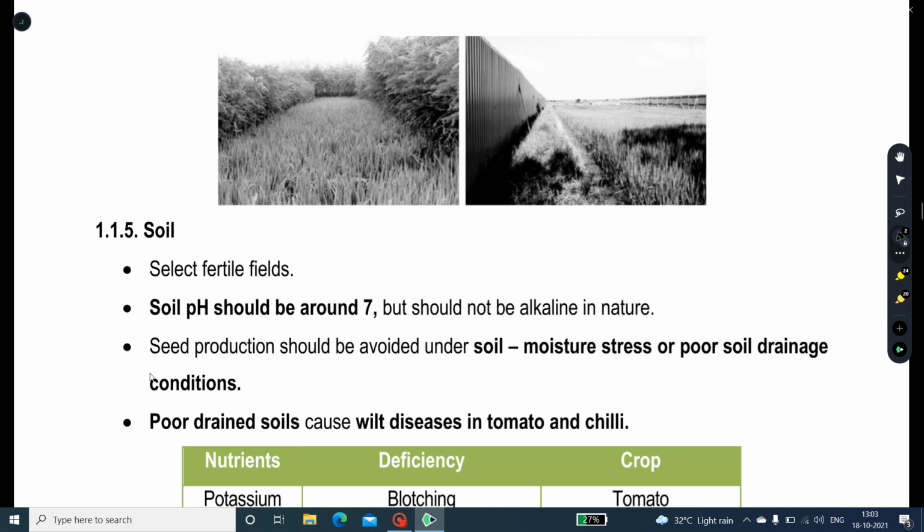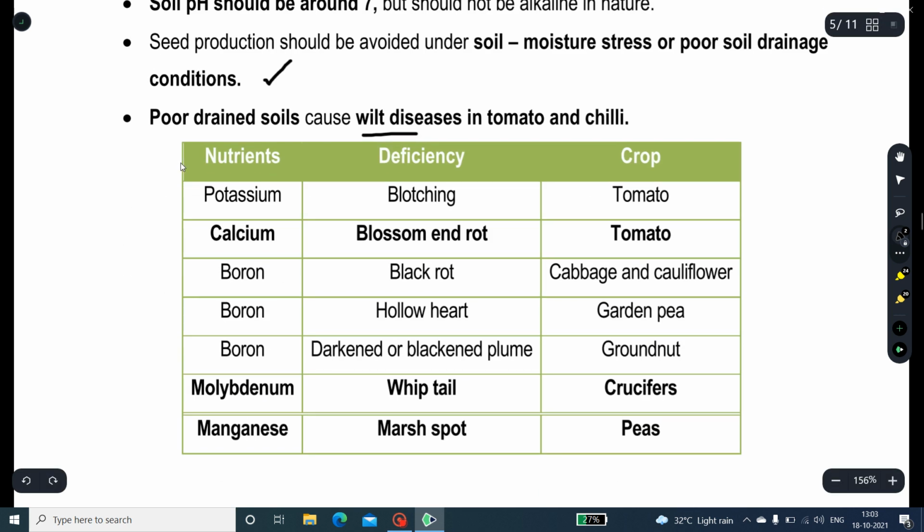Seed production should also be avoided in soil moisture stress or poor soil drainage conditions, and poorly drained soils cause wilt disease in tomato and chili. So the field should have adequate fertility, like macro and micronutrients, for vigorous and viable seeds. Let us see the deficiencies of nutrients causing which diseases in crops.